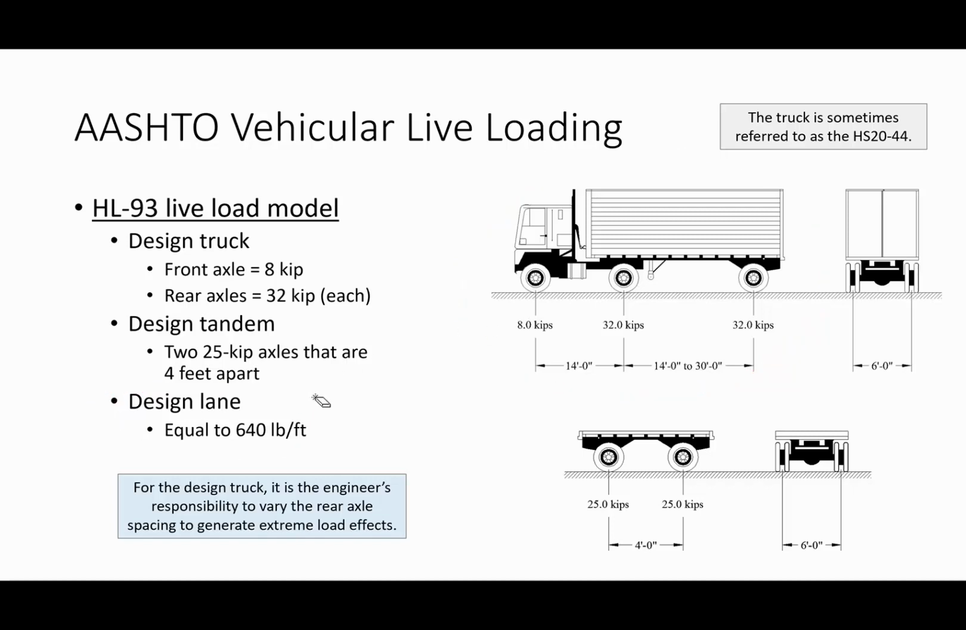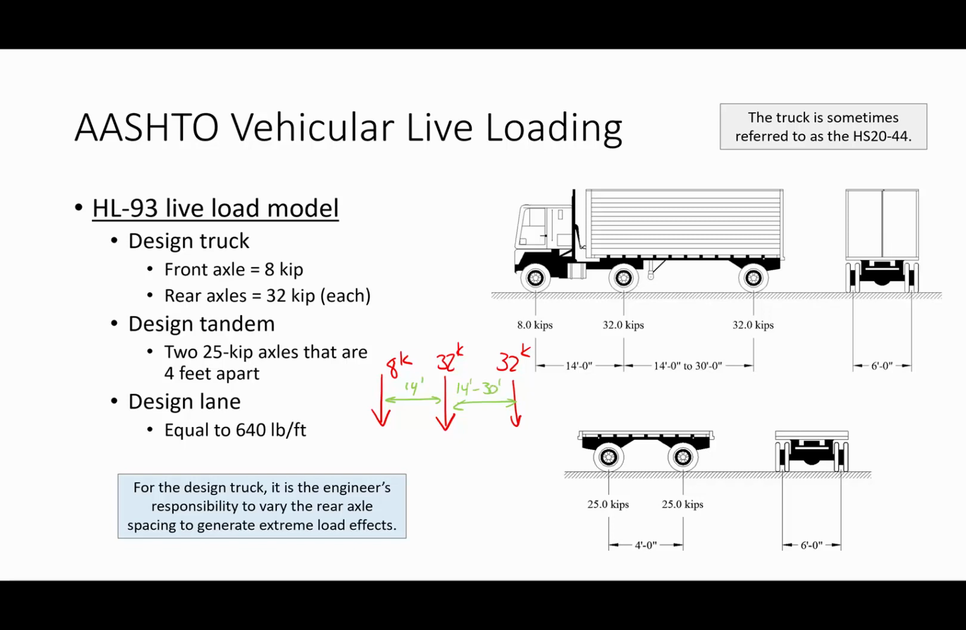So if you wanted to look at this from a structural analysis, load model perspective, the load model would look something like this. So you have an 8 kip concentrated load, and then you have two more concentrated loads. One's 32 kips and the other's 32 kips. And then the distance, so this distance is always kept at 14 feet, but this distance actually varies. It goes from 14 feet to 30 feet.